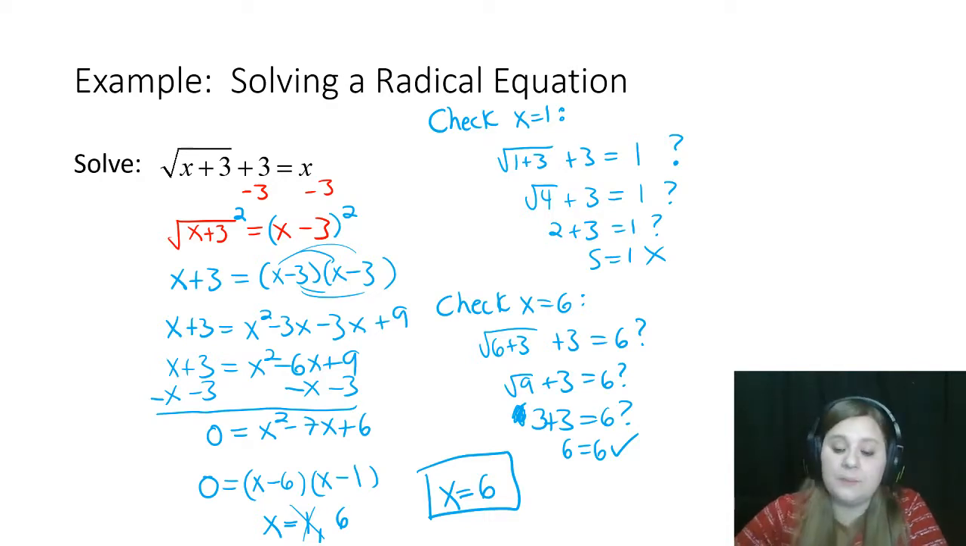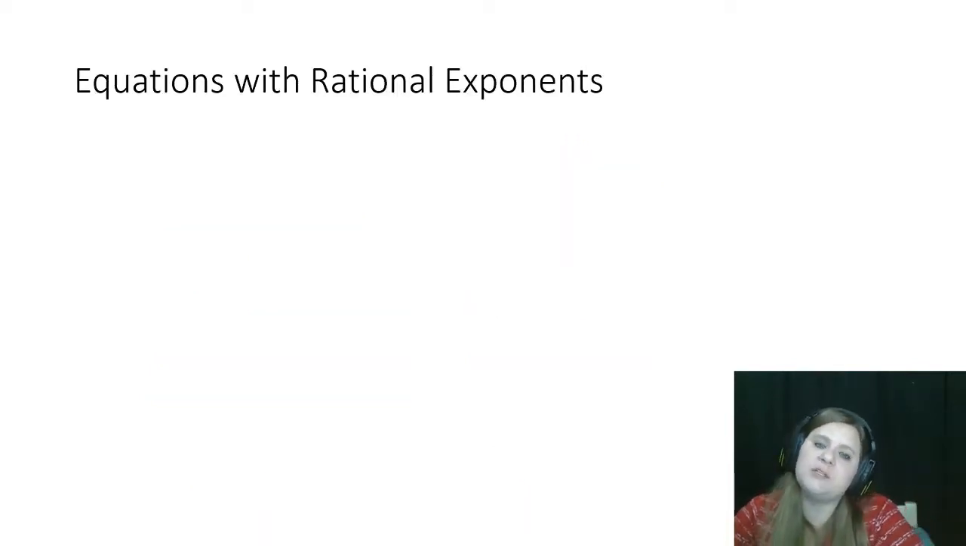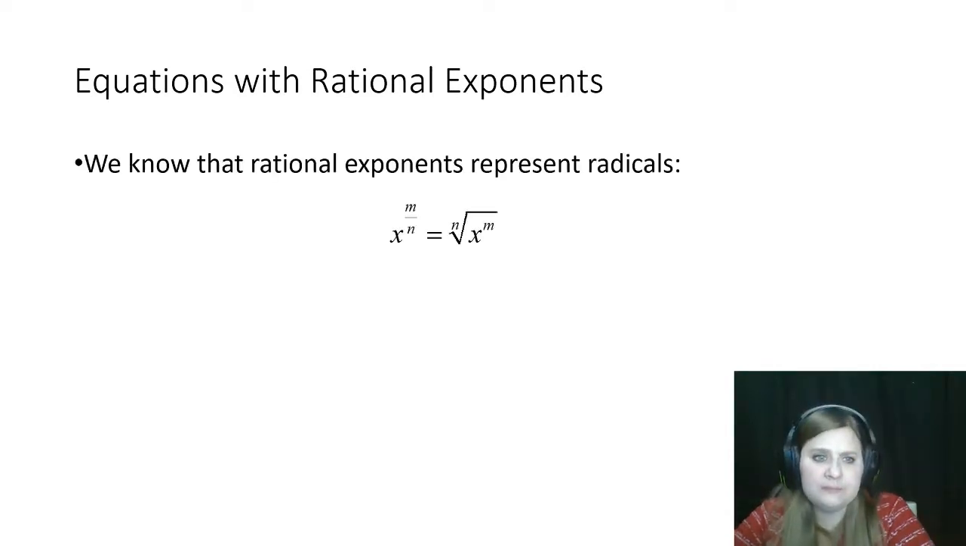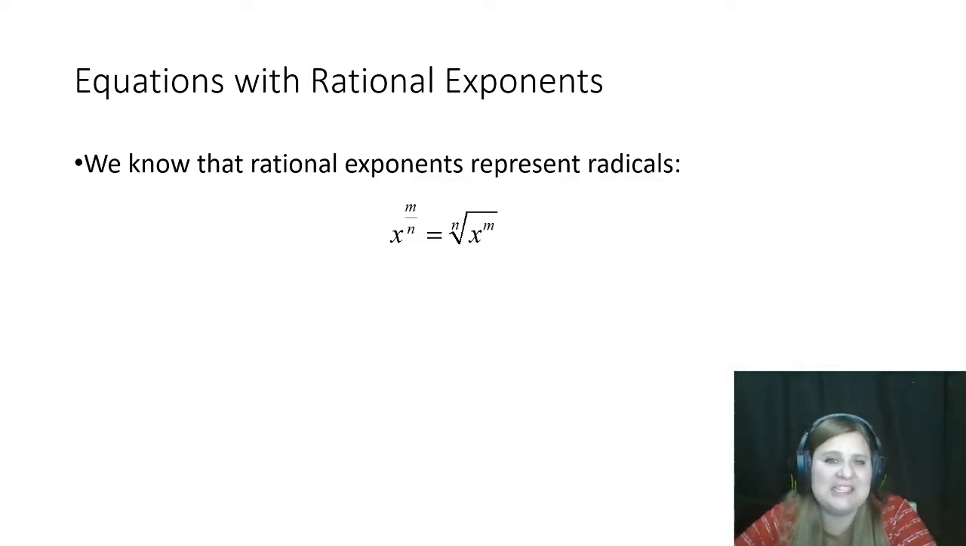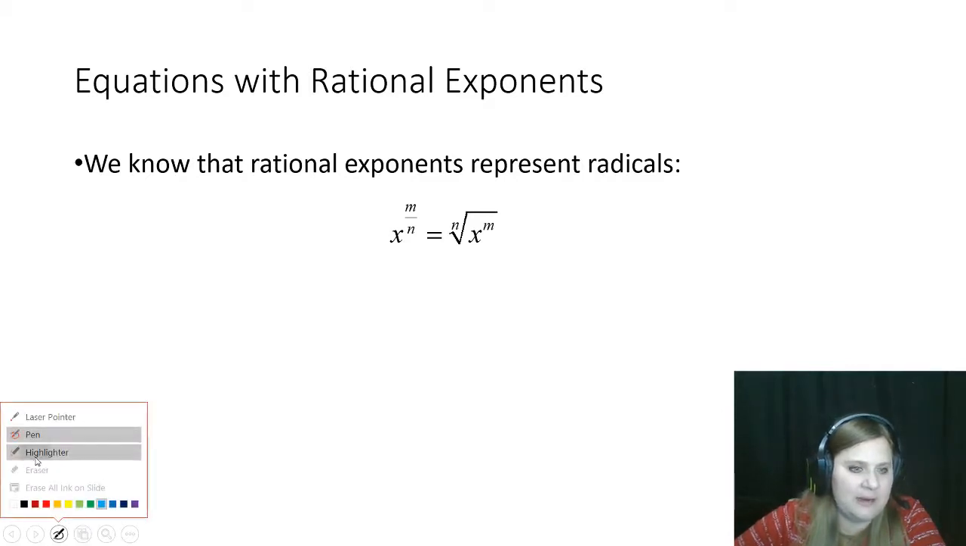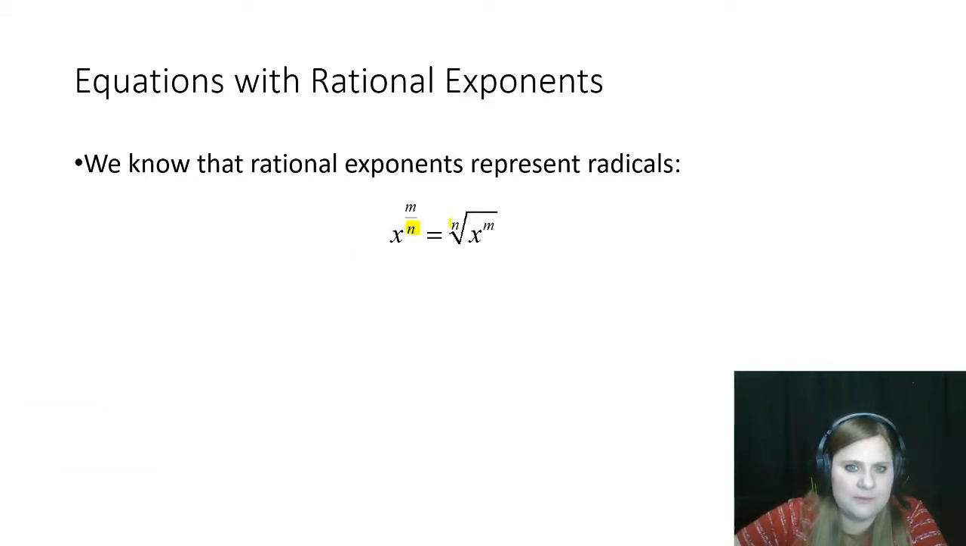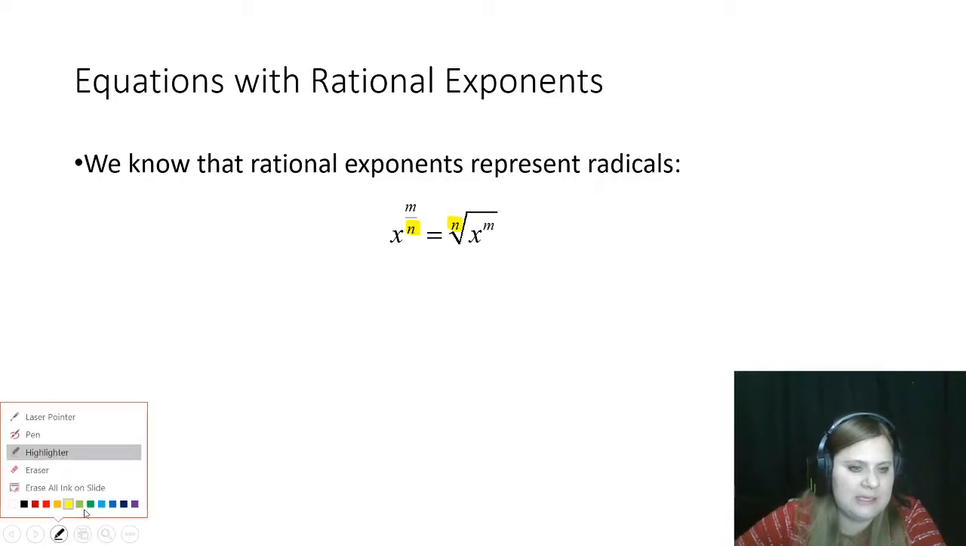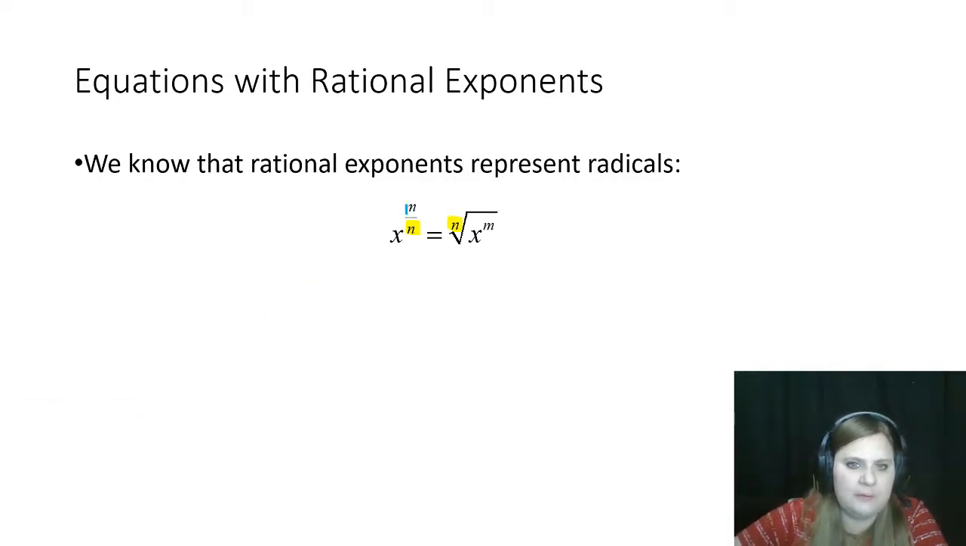All right. So let's talk about equations with rational exponents. A rational exponent is an exponent that includes a fraction and variables, or fraction and numbers. So in this case, we have x to the m over n, and this gives us the nth root of x to the m. So it's important here to notice that it's the denominator that tells us the root, okay? And it's the numerator that tells us the remaining exponent.